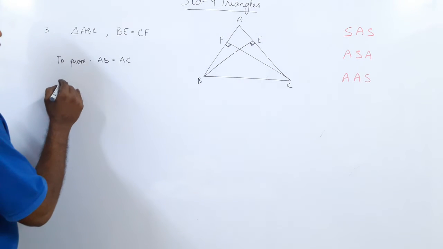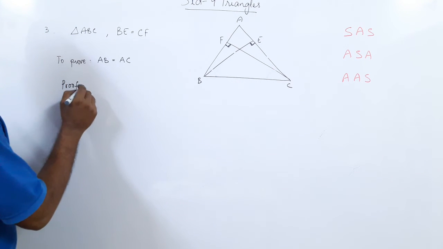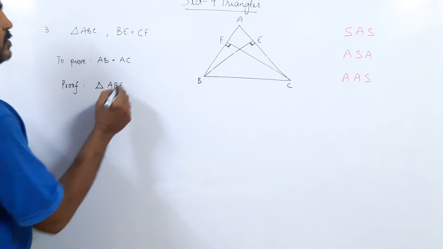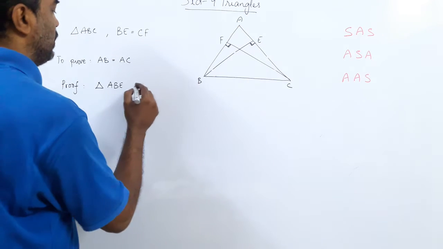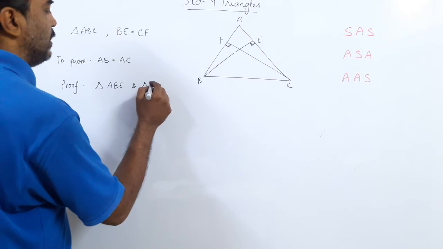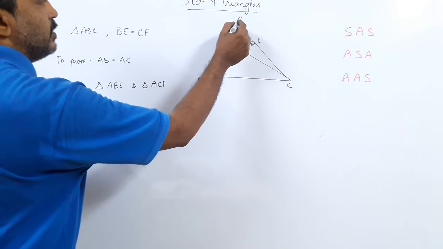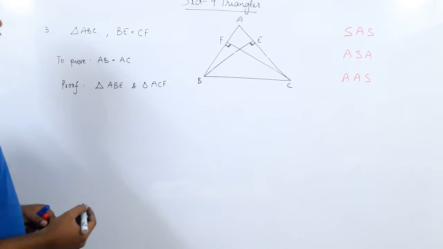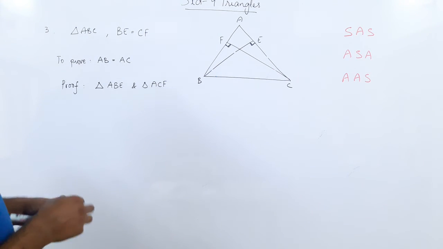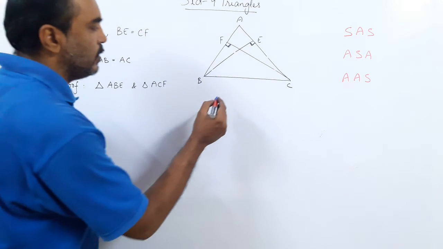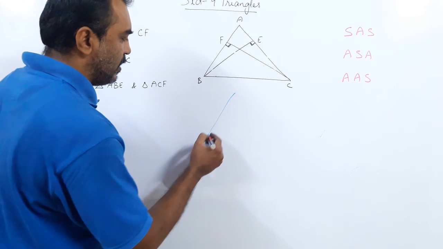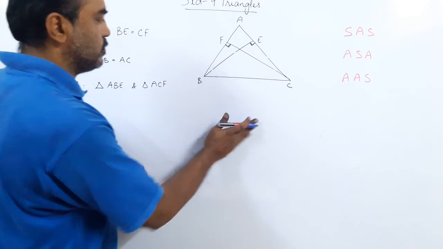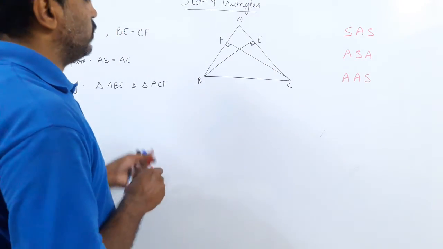So let me take triangle, I will write the proof here. Let me take triangle ABE and triangle ACF. Which have I taken? ABE. Look, I have taken this triangle ABE, and this triangle ACF. Now, to make it simpler for you, I will try to break down the triangle into its two different parts, to make it easier for you.